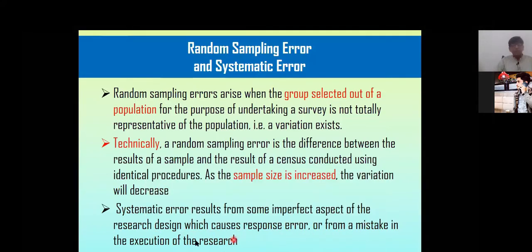And the systematic error results from some imperfect aspect of the research design which causes the response error, or from a mistake in execution of the research. So sometimes this error can occur because of the wrong or mistaken execution of the research.